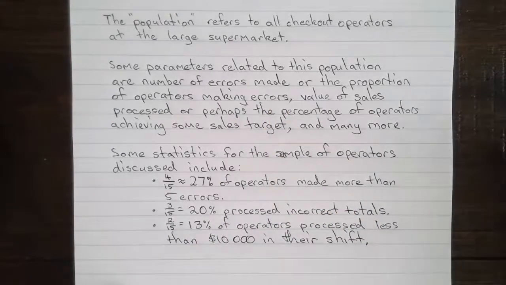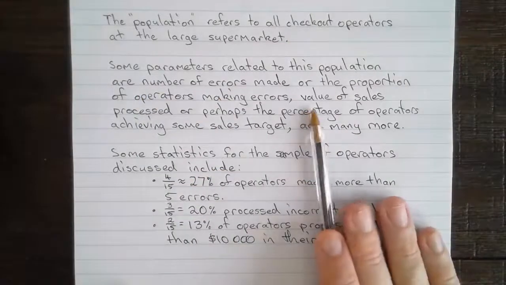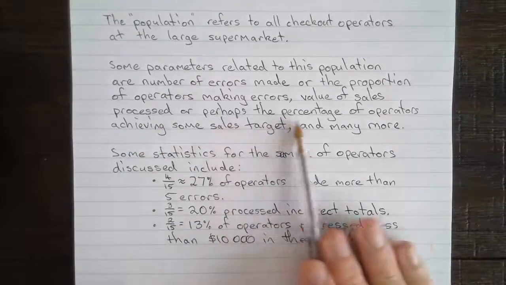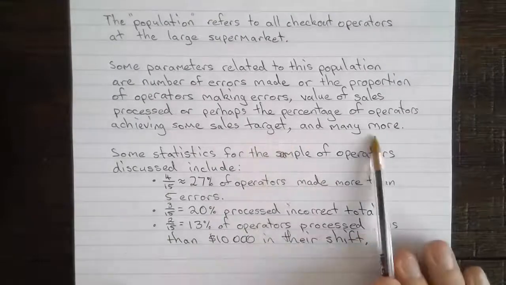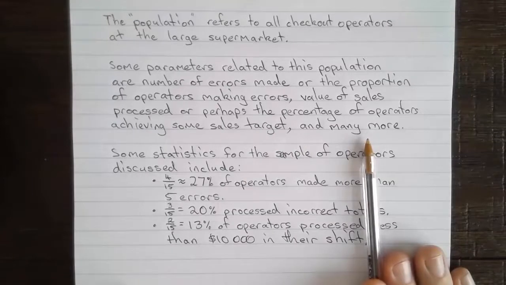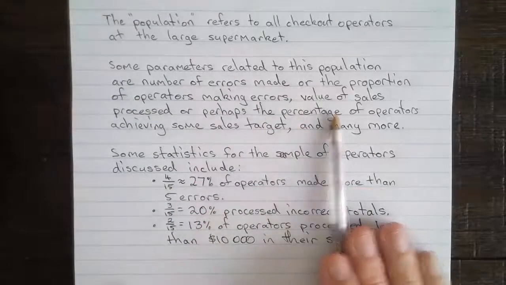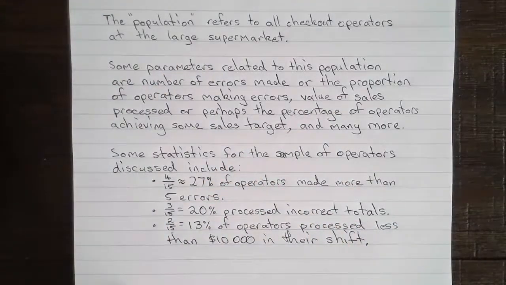Okay, we can get really deep into it, or we can just go with the surface of the number of errors. Another one was the value of sales processed, or perhaps, moving deeper, the percentage of operators achieving some sales target. And there's many more as well. Could have gone with incorrect totals as one of the other possible population level parameters. But again, you can see full sentence form. I'm using the words of the question in my response.